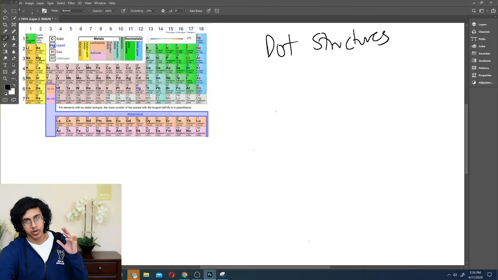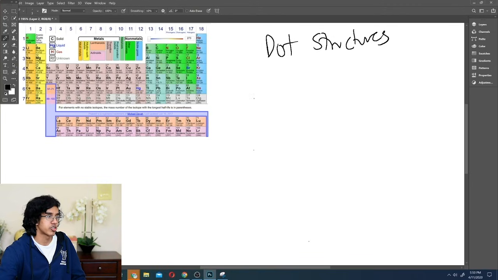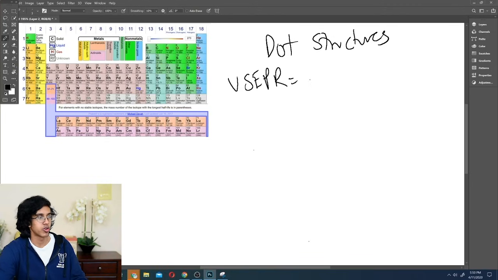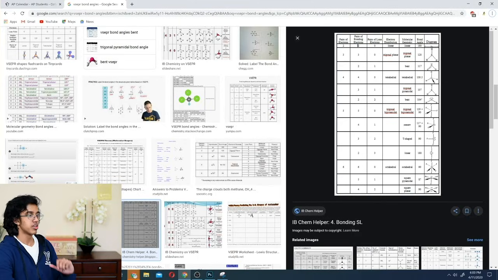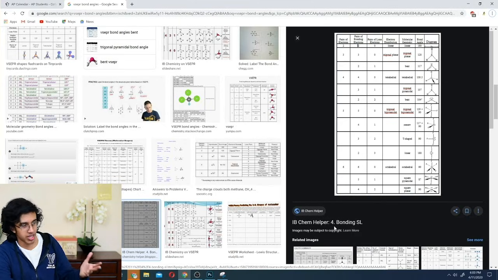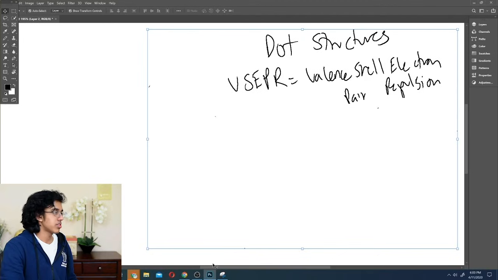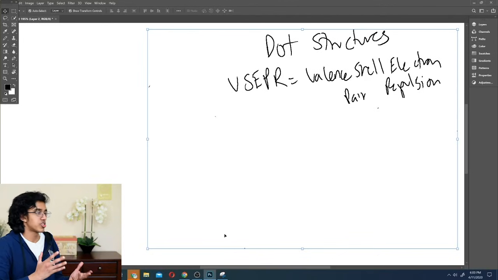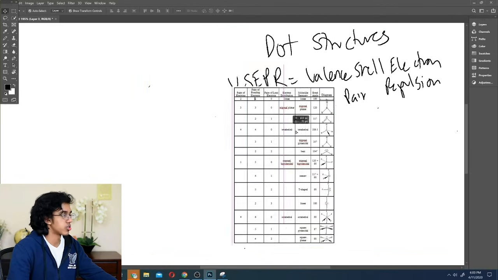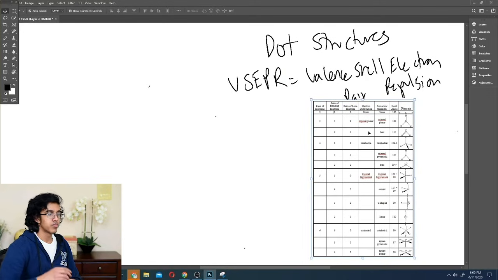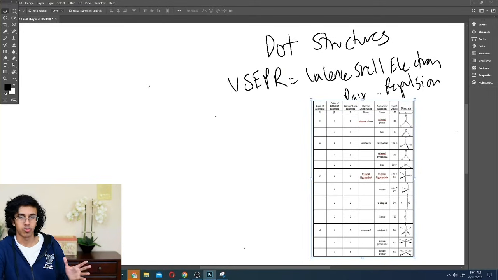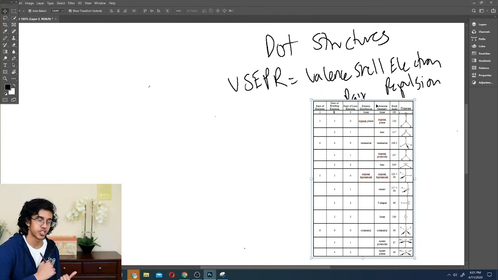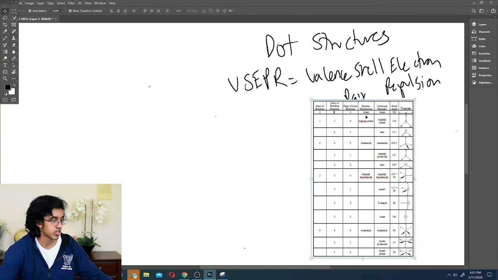Alright, now we just got to talk about VSEPR and hybridization. So first we'll talk about VSEPR, and basically what this stands for is valence shell electron pair repulsion. So essentially, we have to deal with electron pairs. I'm just going to take the diagram off of the IB Chem helper, because basically, it's just memorizing a bunch of random different names. So let us just look at it together and try to make sense of it. The reason it's called valence shell electron pair repulsion is because the pairs try to repel each other as much as possible.